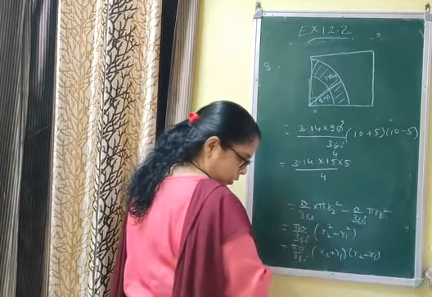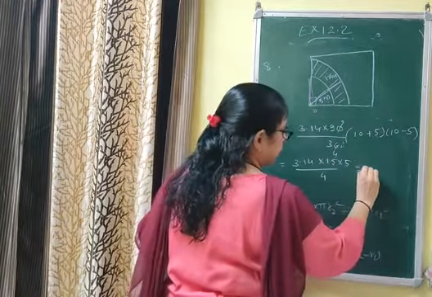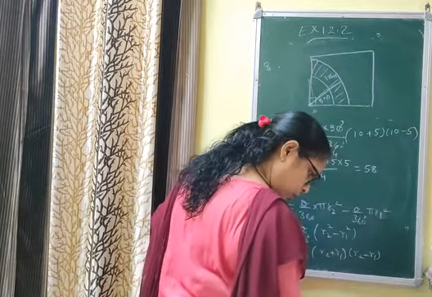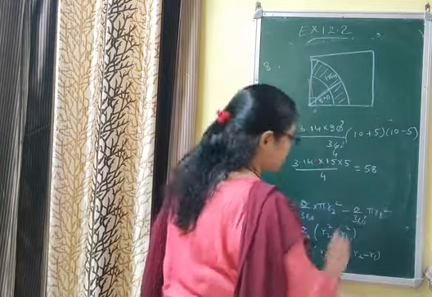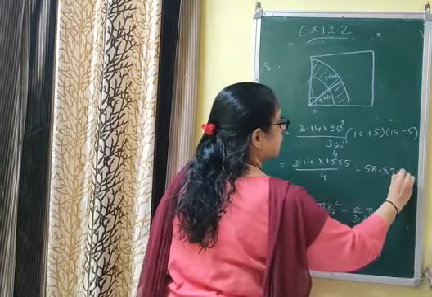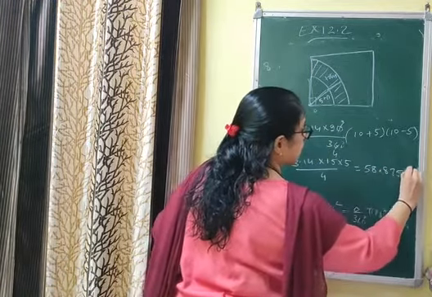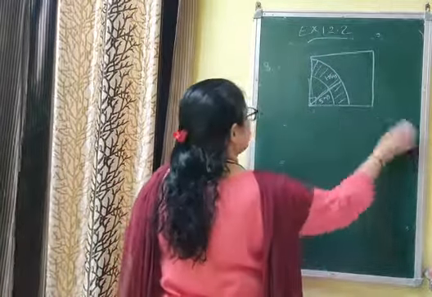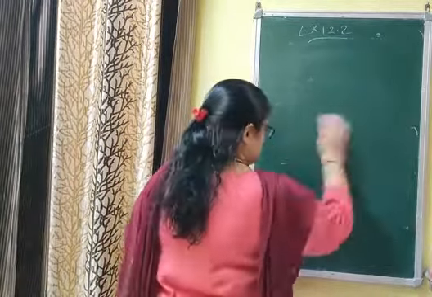If you solve it, you will get it as 58 point. Let me check the answer from the book. 58.875 meters square. Since the length of rope is given in meter, you have to write in meter square. This is question number 8. Next question is question number 9.